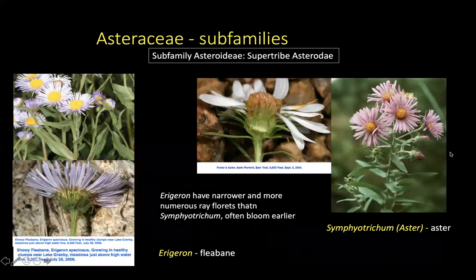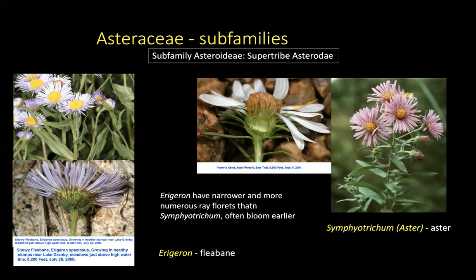Huge group, Symphyotrichum, formerly known as aster. I think I told you guys about that in the taxonomy talk, or maybe at the very beginning of the class. You used to be able to call it aster. The common name is aster, but botanists have changed it to Symphyotrichum in light of molecular evidence. Huge group of species worldwide.